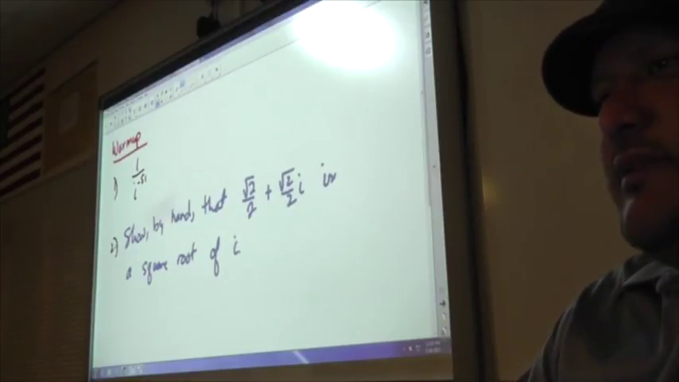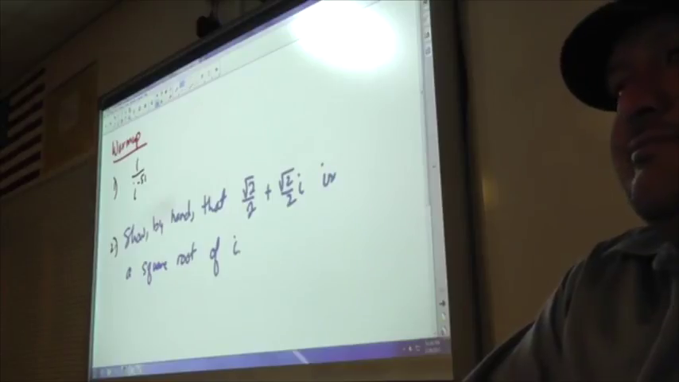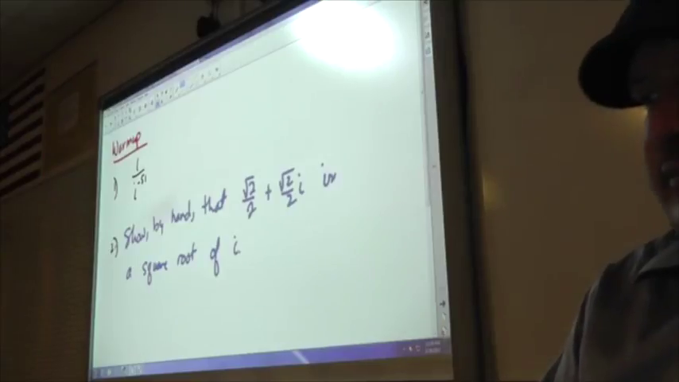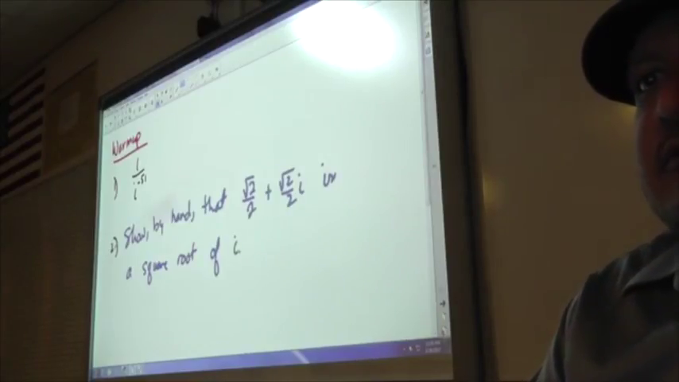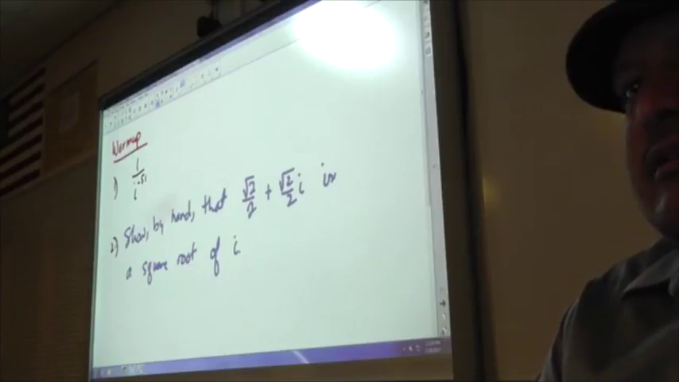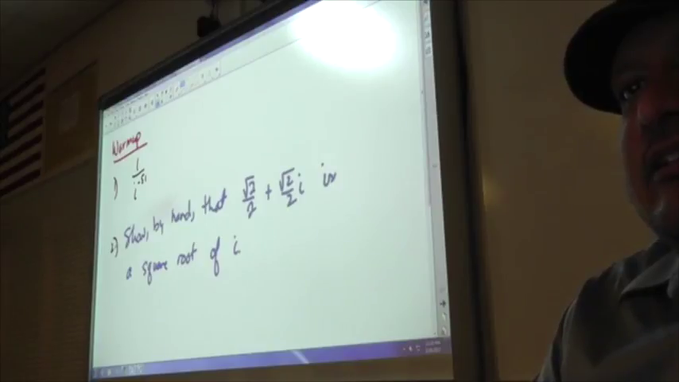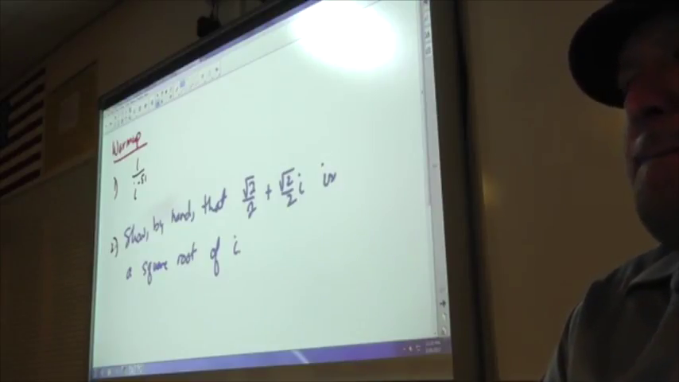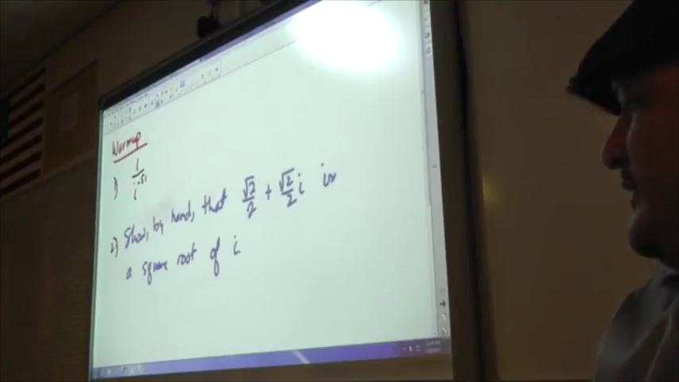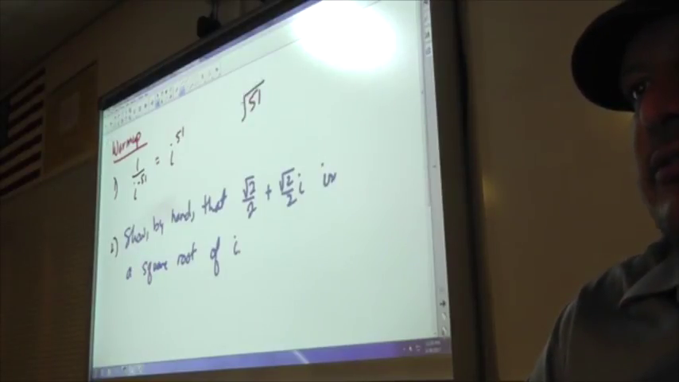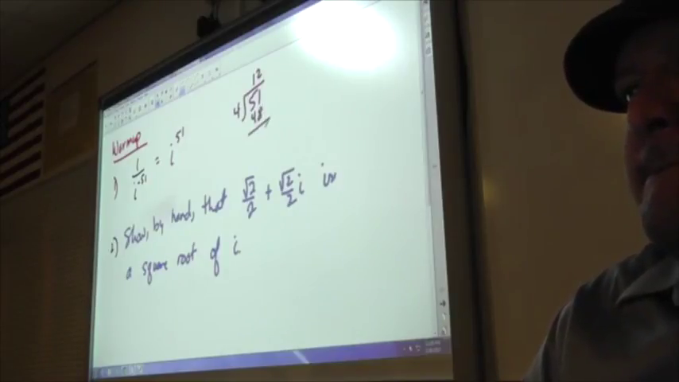So to show that the second one is a square root of i, all you've got to do is square it and see if it equals i. So this first one, let's see, this is equal to i to the 51 power. We take 51, divide by 4, and that's 12, remainder 3.